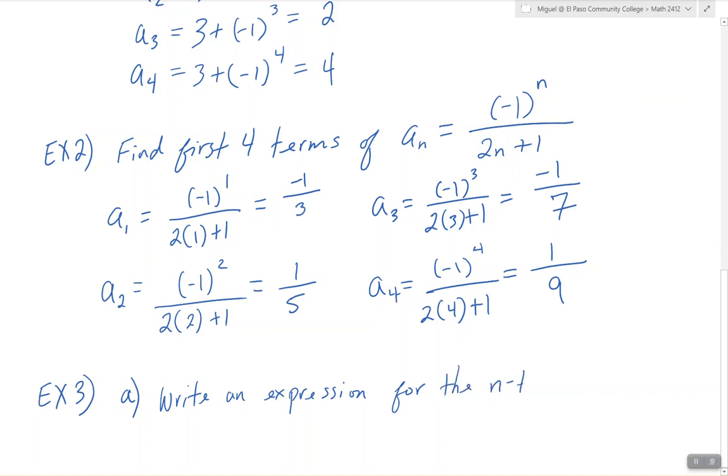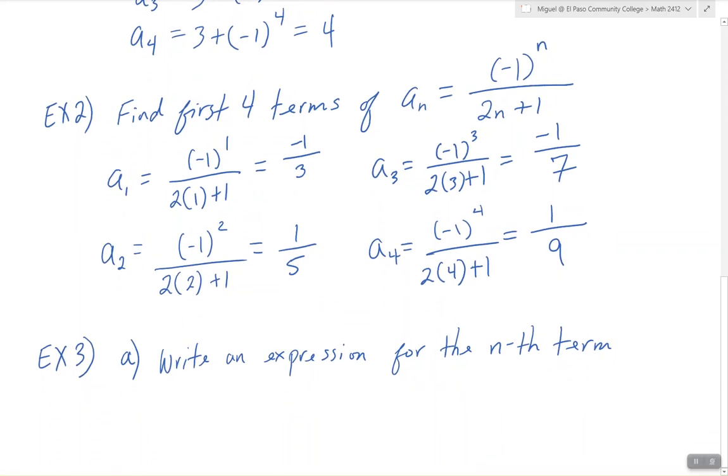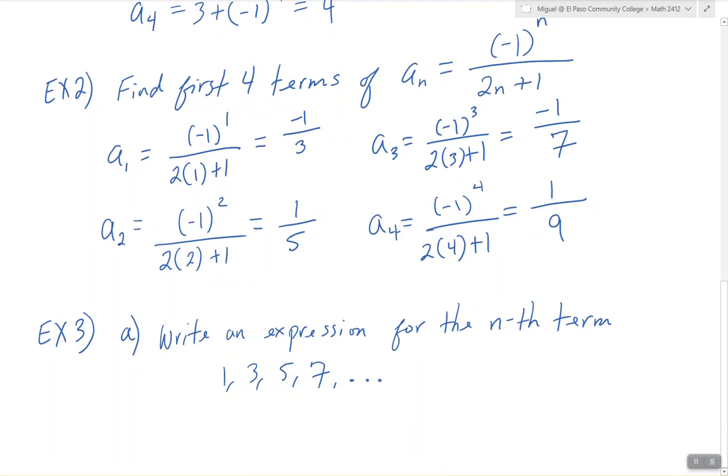For the nth term. The sequence for A is 1, 3, 5, 7. So we can come up with any model that'll fit these first four terms, and that we can use to find more terms if we need to. In this case, because they're just the odd numbers starting with 1.